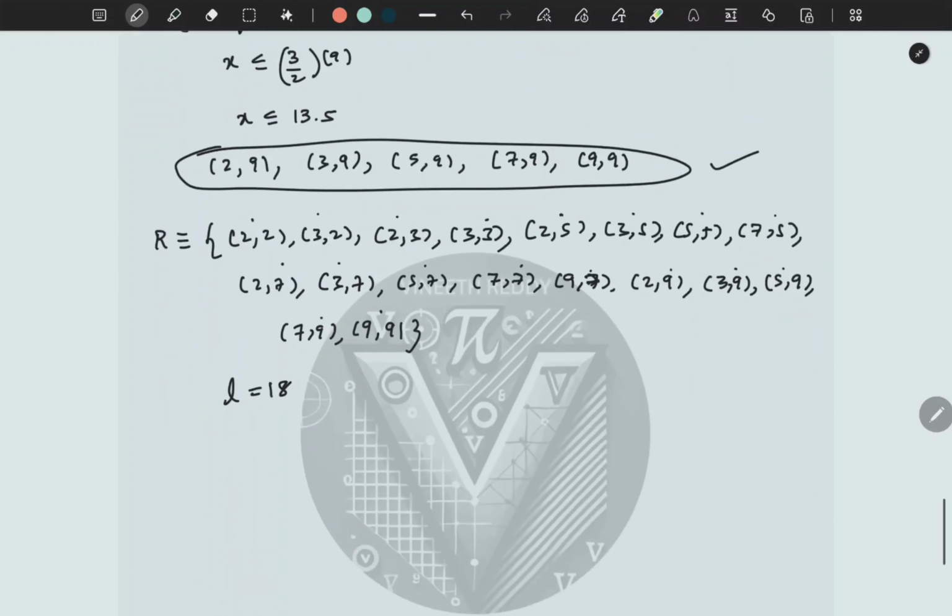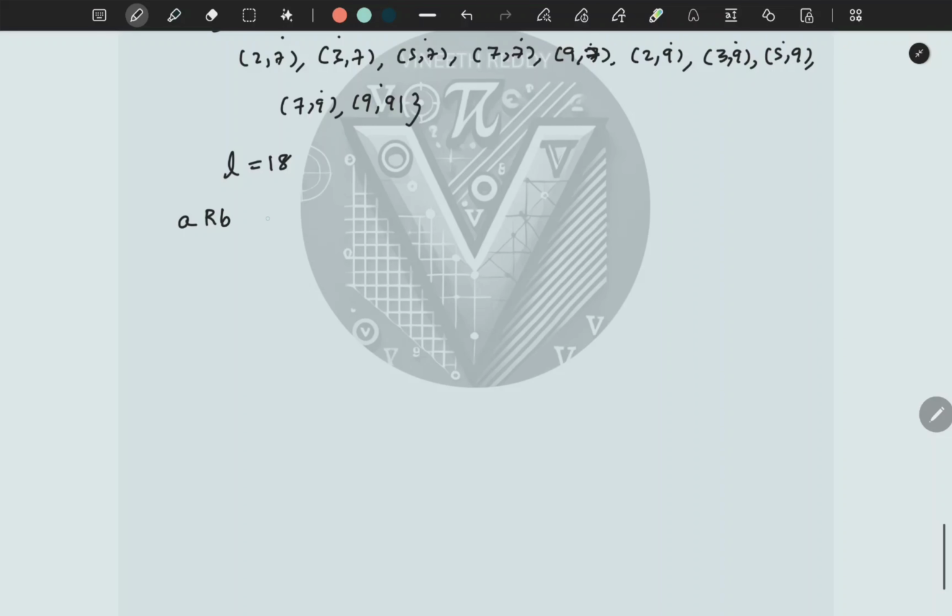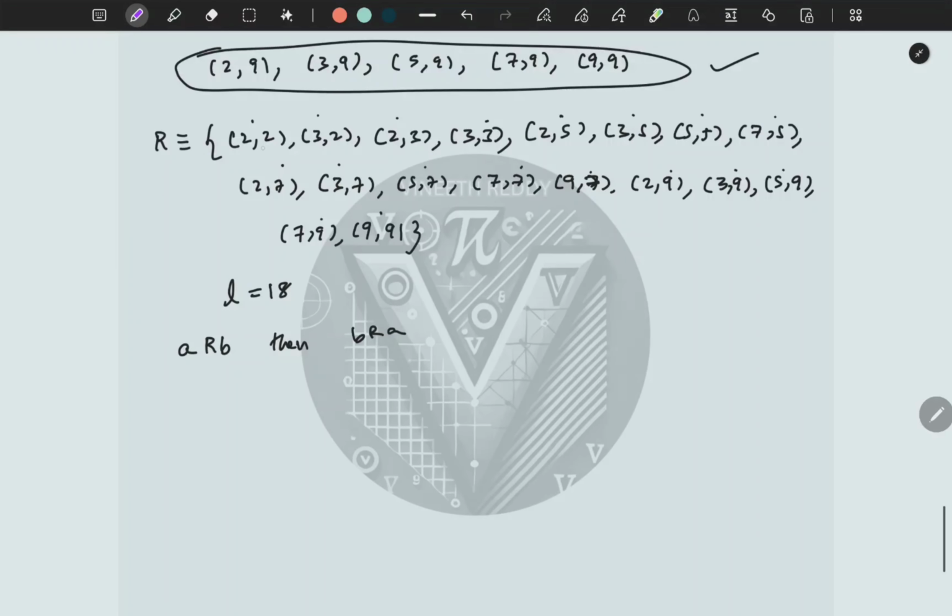What is the definition of a symmetric relation, dear students? If A is related to B, then B should be related with A, right? So (2,2), (3,3), (5,5), (7,7), and (9,9) have no role to play. If (3,2) is present, then (2,3) is also present, so there is no problem with that. (2,5) is present, and if you carefully observe, (5,2) is not present. So (5,2) should be added. Then (3,5) is present. Is (5,3) present? No. So (5,3) should be added.